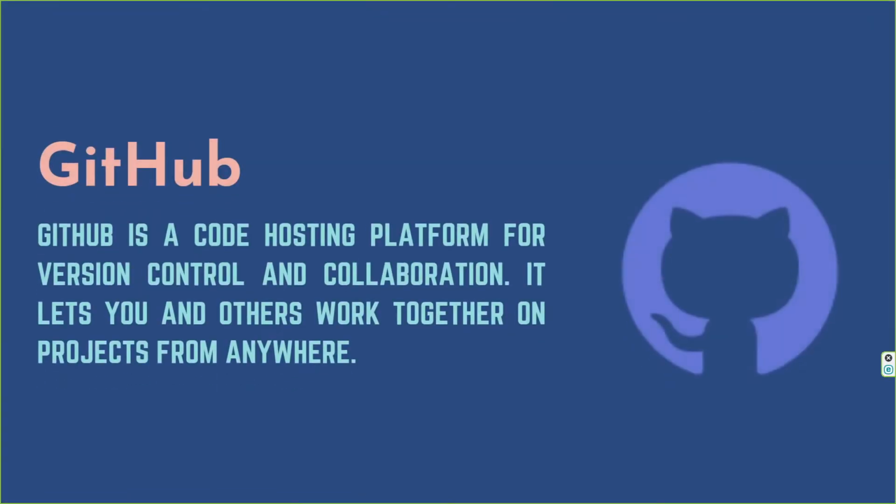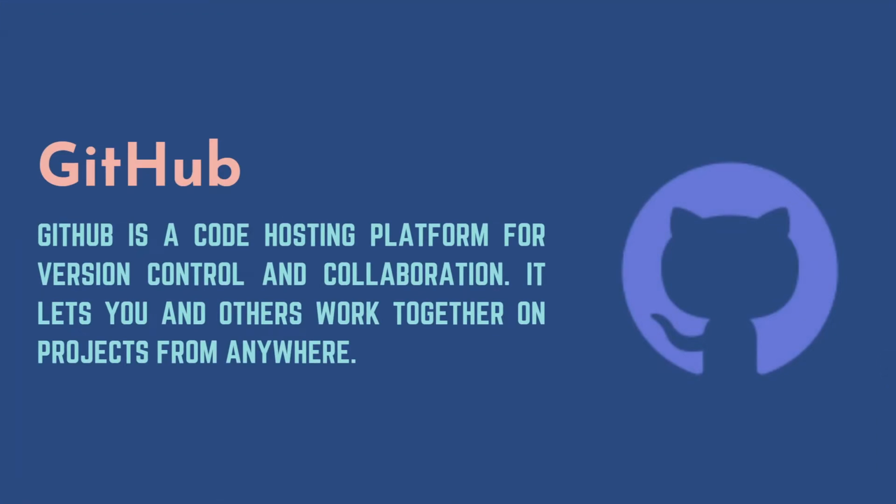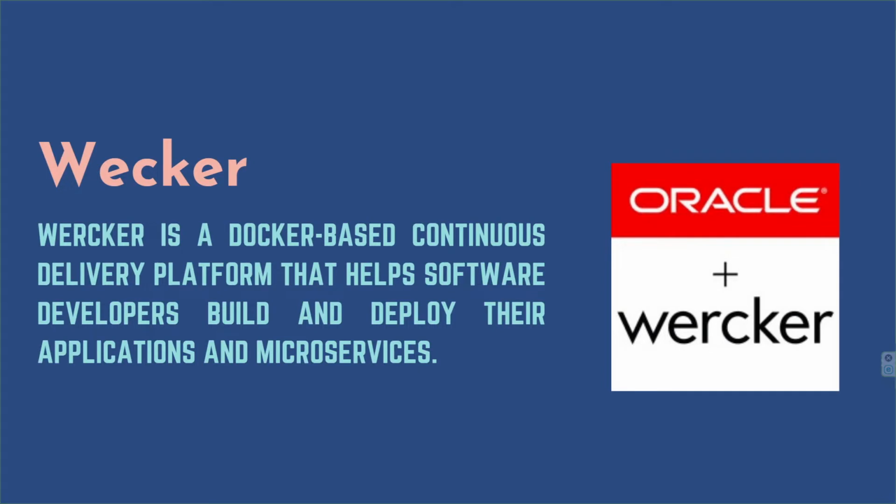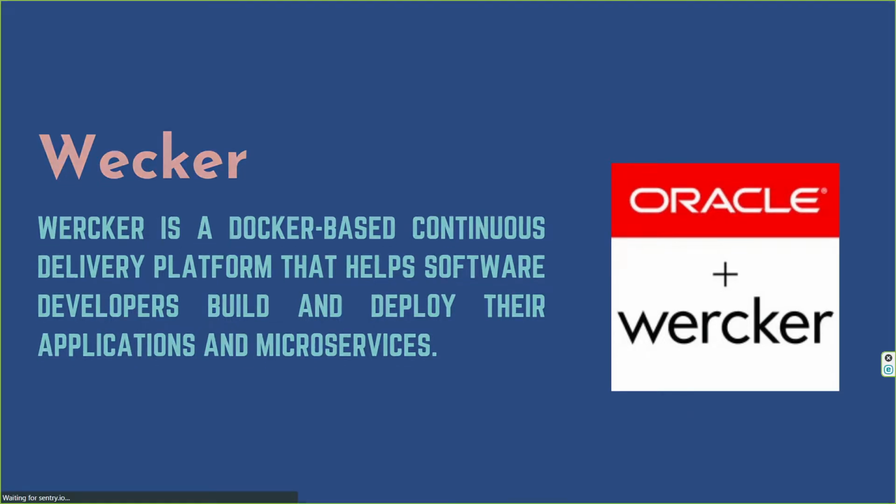Then GitHub. GitHub is a code hosting platform for version control and collaboration. It lets you and others work together on projects from anywhere. So I'm going to use GitHub as our version control system in this session today. Docker. Docker is a container-based continuous delivery platform that helps software developers build and deploy their applications and microservices. This is created by the Docker team.